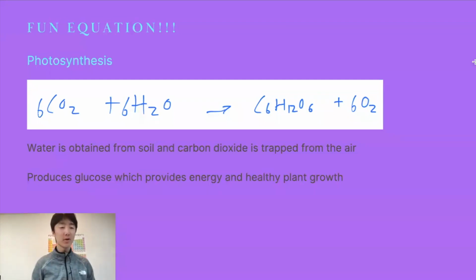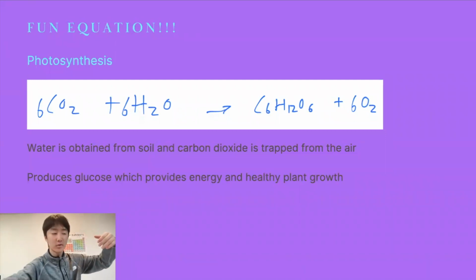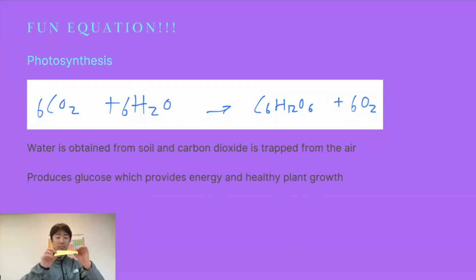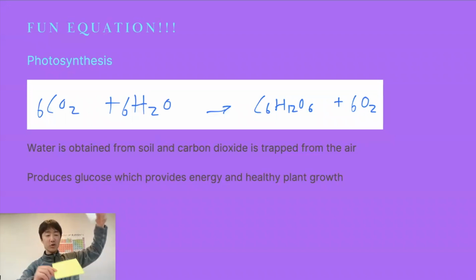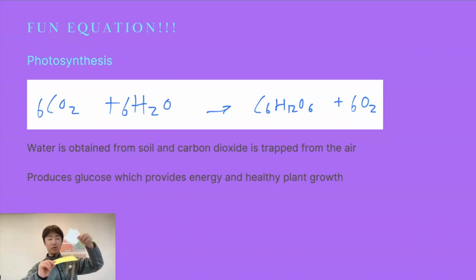You guys might have heard of this equation, photosynthesis. Essentially, carbon dioxide is trapped from the air. Let's say there's a plant, and this is the sun. Carbon dioxide is trapped from the air and goes into the plant, and water from the soil goes into the plant too, and it creates glucose.